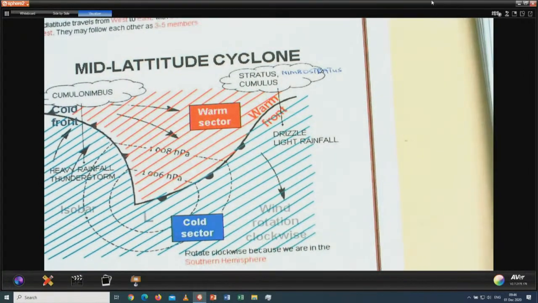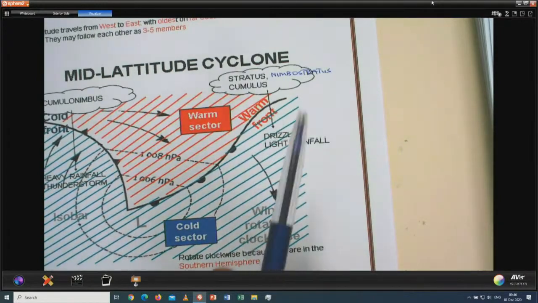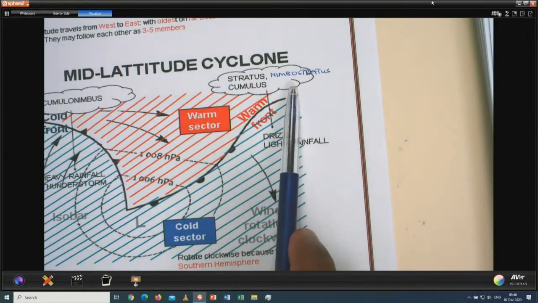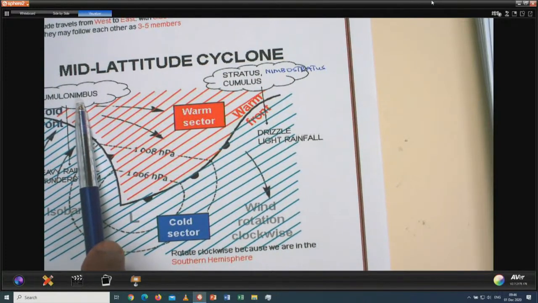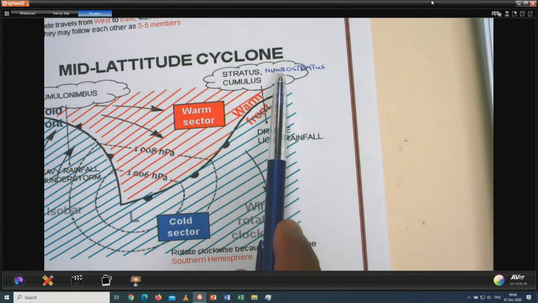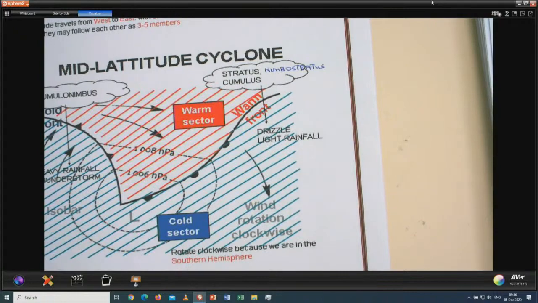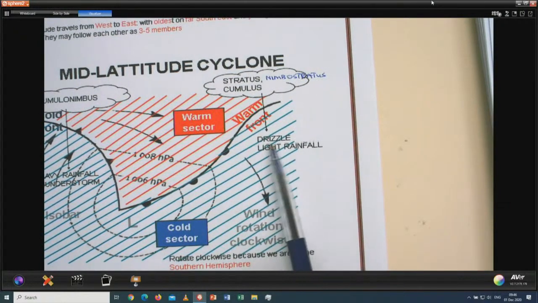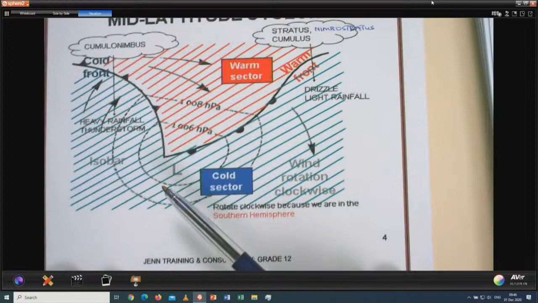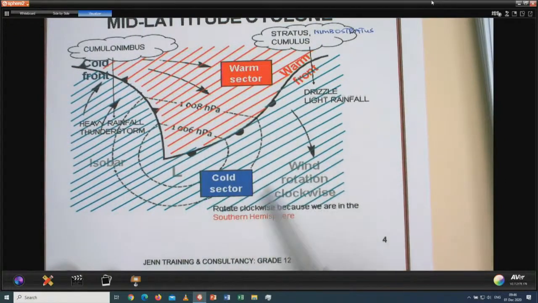I'm mentioning this one because every time a cloud has the prefix or the suffix nimbo or nimbus, that type of cloud is a rain cloud. So the type of weather that we're going to have ahead of a warm front is drizzle or light rainfall. So remember the rotation, because it is a cyclone, the rotation is clockwise in the southern hemisphere.